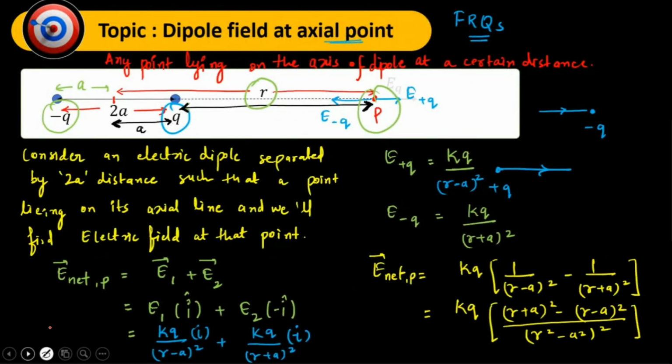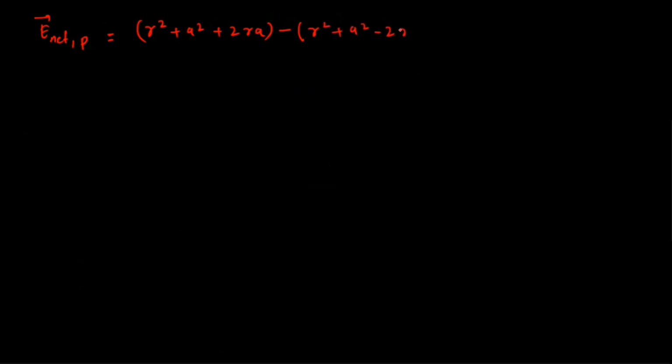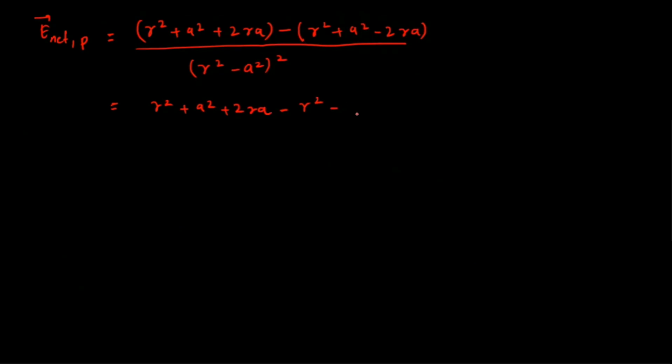Now let us simply solve this equation. So we can get the electric field at the axial point. E net at point P, the axial point, is going to be KQ times R plus A whole square, which if we solve is R square plus A square plus 2RA, minus another bracket, R minus A whole square, which is R square plus A square minus 2RA. And the denominator is supposed to be R square minus A square whole square, like that. Now we simply have to solve the equation. If we open this bracket, the signs of all the quantities there will change.